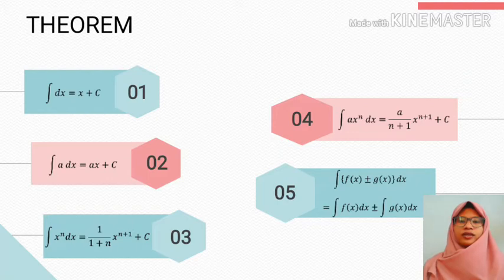4. If n is a rational number and n not equal to minus 1, then integral of ax^n dx is equal to a over n plus 1 x to the power of n plus 1 plus c. 5. If f(x) and g(x) are functions, then integral of f(x) plus or minus g(x) dx equals integral of f(x) dx plus or minus integral of g(x) dx.